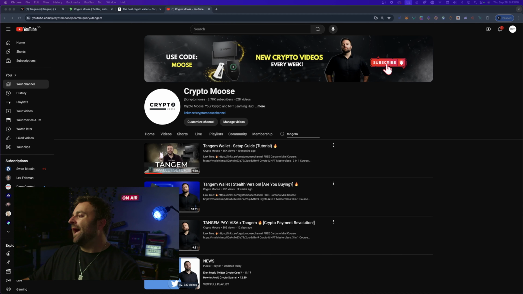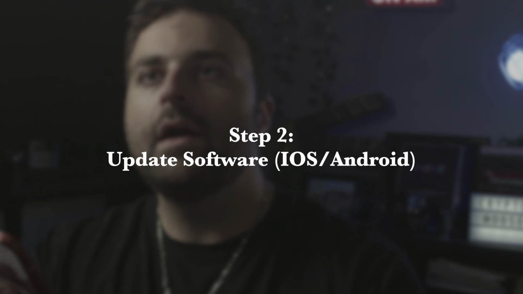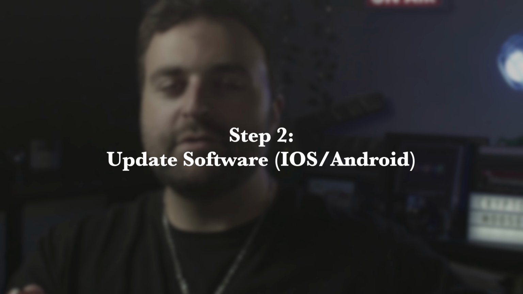So that's going to be step 1, guys. Pick up a card, set it up. Number 2, you're going to want to do a software update. So right now I am screen recording with my phone. I already did this when I was in the car.